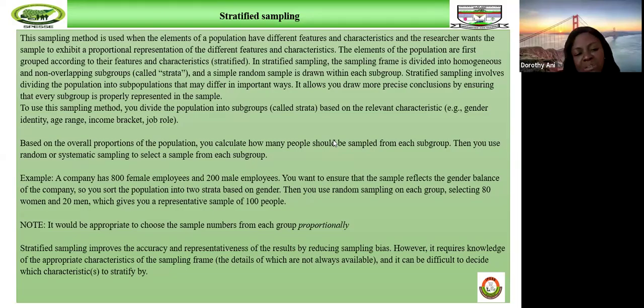When you go to the organizations, maybe you are working on farmers and you go to Benue and ask them what the maize farmers in Benue are, which they are supposed to have, they'll tell you they don't have. So you source for it, because that improves the quality of your research. However, it requires you having a sampling frame, the details of which are not always available, just like I've said, and it can be difficult to decide which characteristics to stratify by. That's another thing. If not, this method is very well okay.